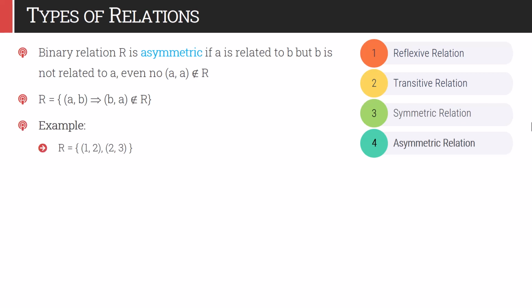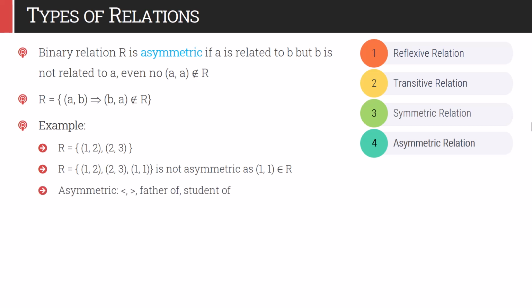For example, R is equal to {(1, 2), (2, 3)}. Here (1, 2) is in R, so (2, 1) must not be there. (2, 3) is in R, so (3, 2) must not be in R. If this is true for all the tuples in R, we can say it's asymmetric. So this R is an asymmetric relation: (1, 2) is present, (2, 1) is not there; (2, 3) is present, (3, 2) is not there. But if (1, 1) is present, it is not allowed in asymmetric, so that R is not an asymmetric relation.